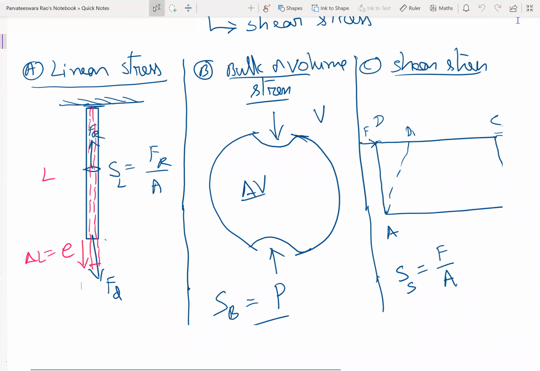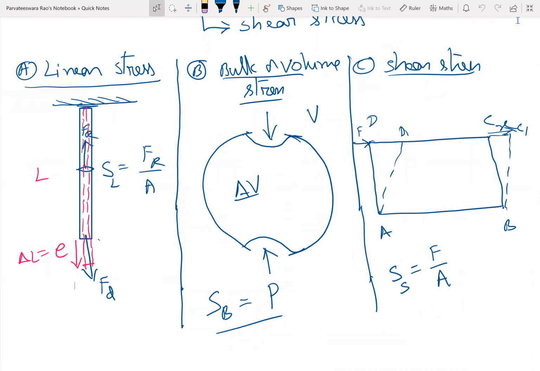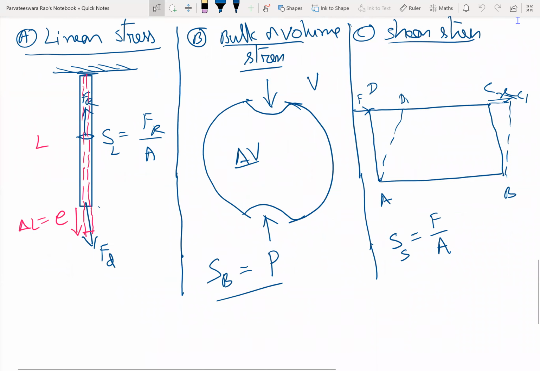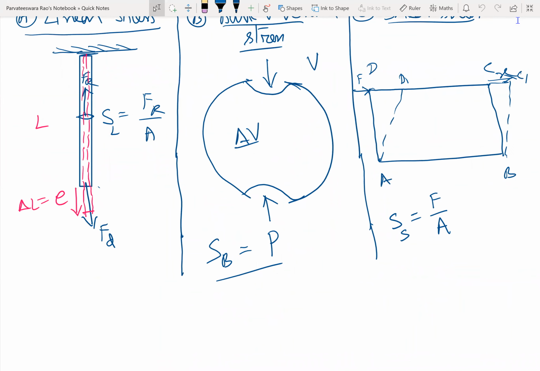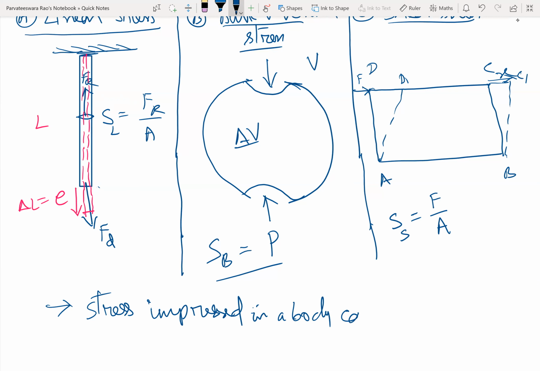This was the page yesterday we were doing, right? Yes, sir. So, three stresses we defined. Now, the stress impressed in a body causes strain. So now we have to define strain.